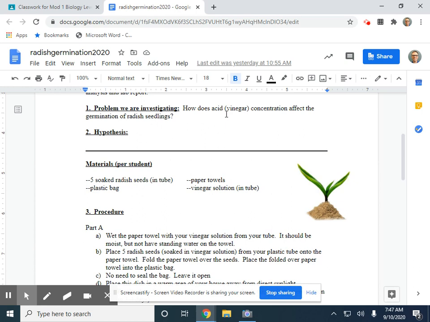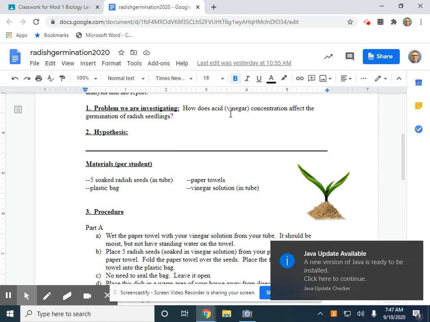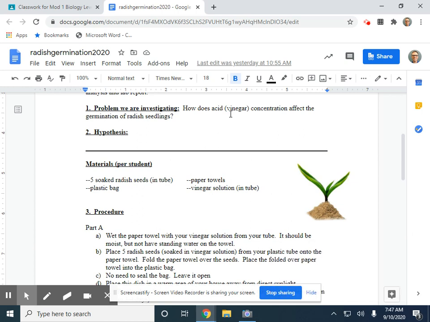Now, the acid we're using is vinegar. And if you look at that little tube you got in your bag, your tube either says 0%, 1, 2, 3, 5, 7%, or 10% vinegar. Okay? So there is nothing there that is dangerous. It's just vinegar from Garrity's that I diluted out with some water. And we're going to see how that affects.